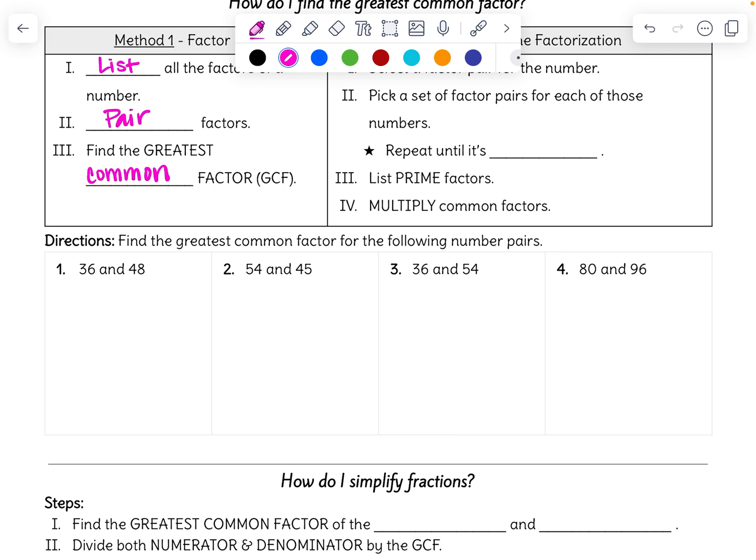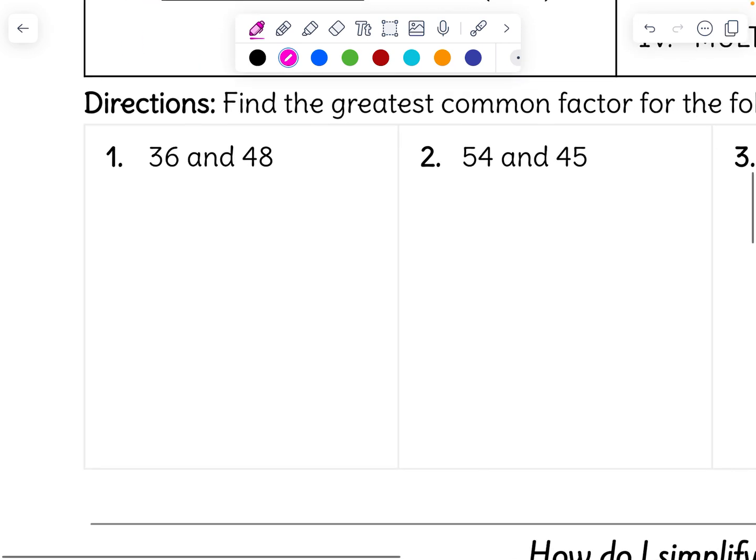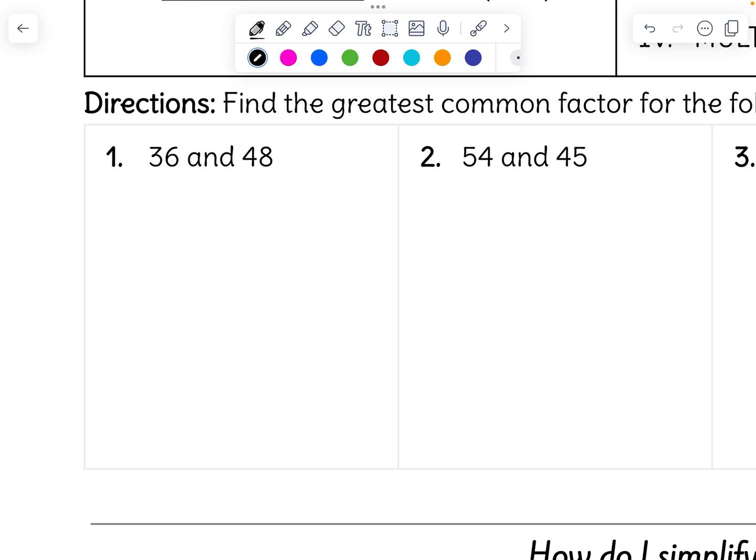So let's do that for numbers 1 and 2. So for number 1, we have 36 and 48. We want to find the greatest common factor for those two numbers. So we need to list all of the factors for each of those numbers. So for 36, what numbers can we multiply together to get 36? You could multiply 1 and 36. That would equal 36. You could multiply 2 and 18, 3 and 12, 4 and 9, and then 6 and 6.